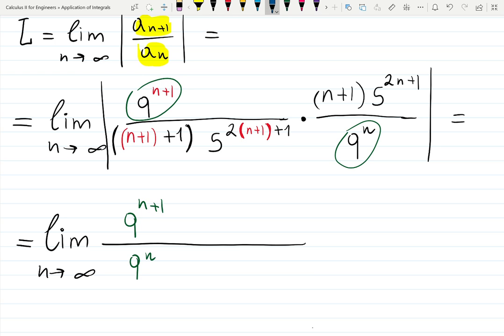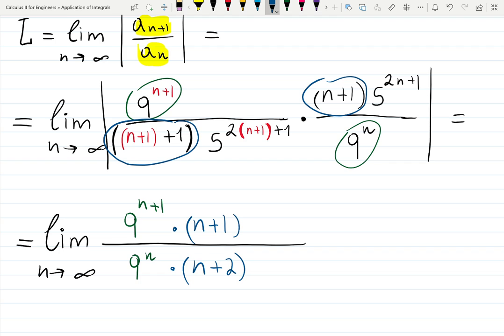Done. Now, n plus 1 plus 1 and n plus 1, let's collect that. N plus 1 at the top. What is n plus 1 plus 1? That's n plus 2 at the bottom. Collect it together. And now finally the hardest part is to simplify the 5 to the exponent parts. The top one does not have to be simplified, so it's just 5 raised to 2n plus 1.